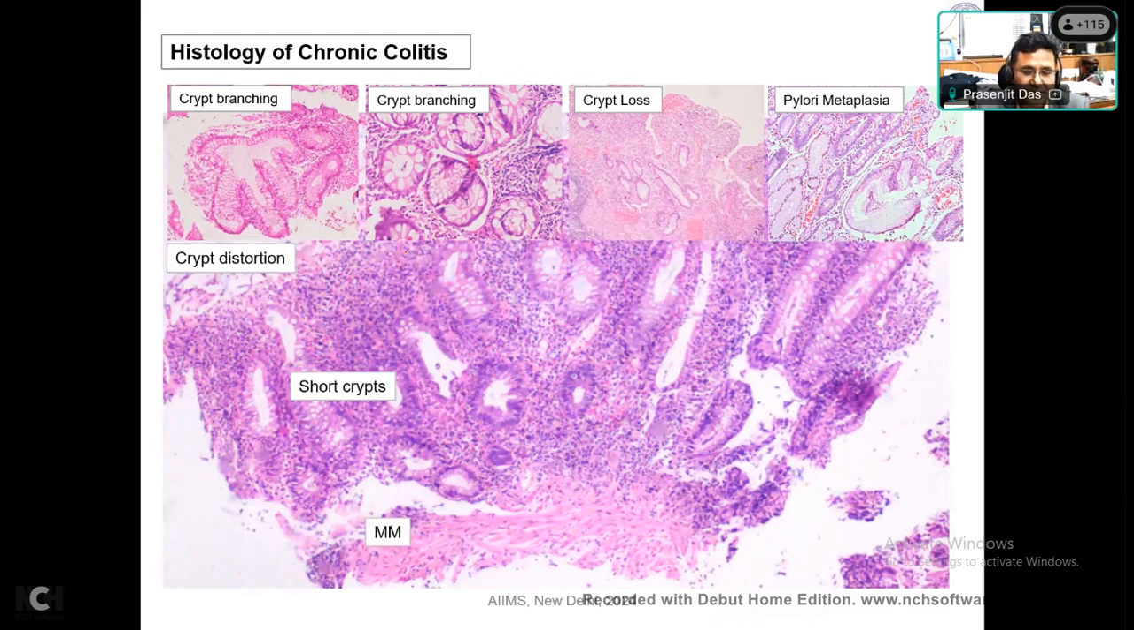So these are just different forms of architectural distortion. You can see vertical branching, you can see crypt branching like this. There can be areas of crypt loss, and sometimes, this is not very common, you will see metaplasia of the intestinal epithelium to other type of mature epithelium, like this is an example of pyloric metaplasia.